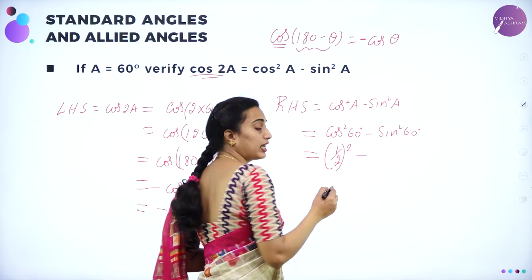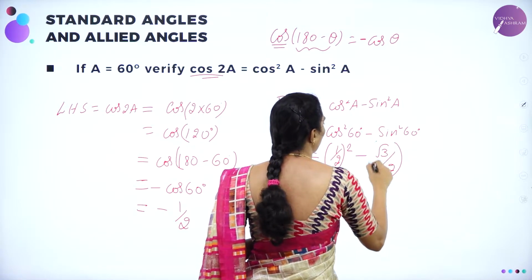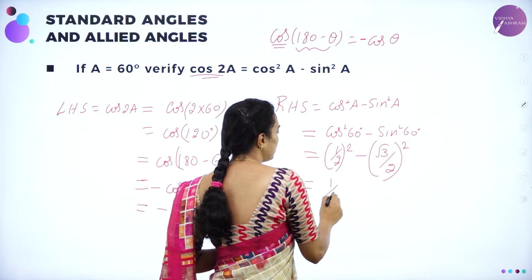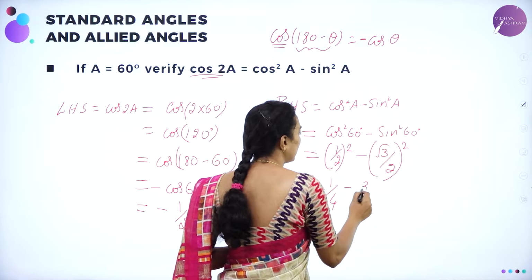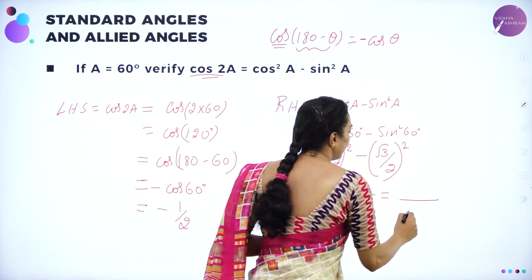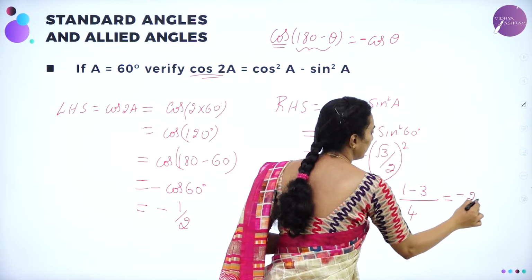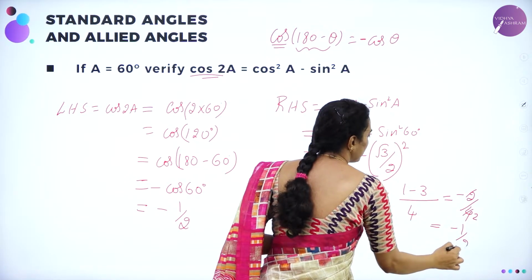So therefore sin 60 degree is root 3 by 2. So root 3 by 2 whole squared, and here you can take 1 by 2 whole squared, which is 1 by 4, and root 3 whole squared is 3, divided by 2 squared, which is 4. The LCM you are having is 4. So 4 in the denominator and the numerator is 1 minus 3, which is nothing but minus 2, divided by 4. Now 2 ones are 2, 2 twos are 4, so minus 1 by 2.